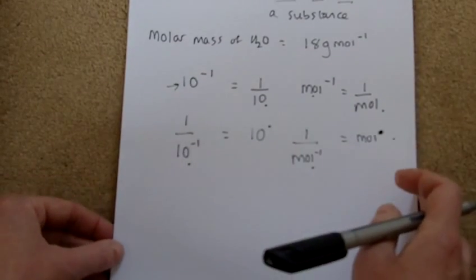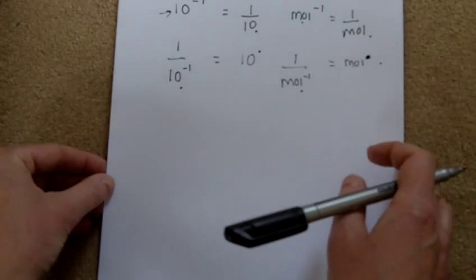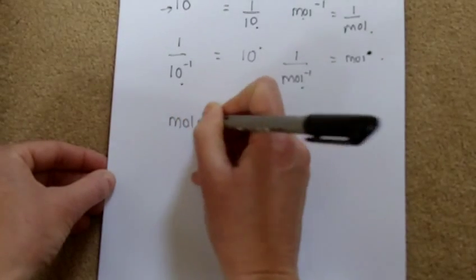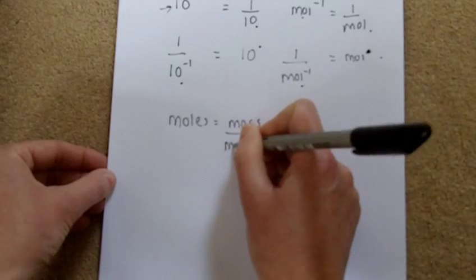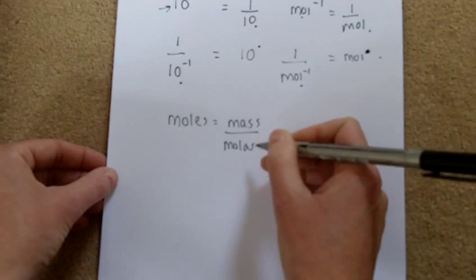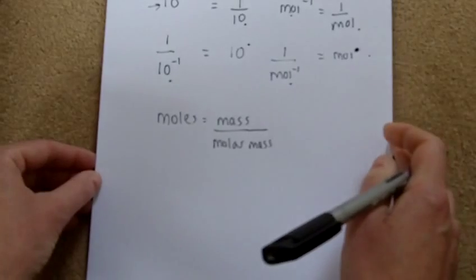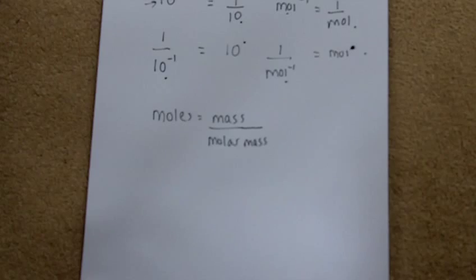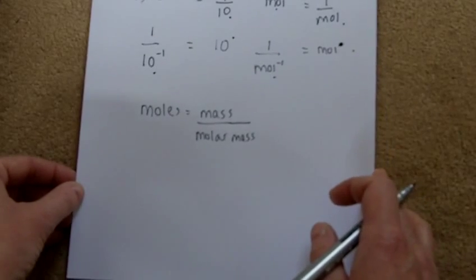Okay, so an equation that's going to help a lot when we're doing calculations is this equation here. Moles equals mass over molar mass. And we're going to do a lot of moles calculations in chemistry, because when you're doing a chemical reaction, you need to know how much starting material to use, you need to know how much product you're going to make, so you have to do calculations before you start an experiment.